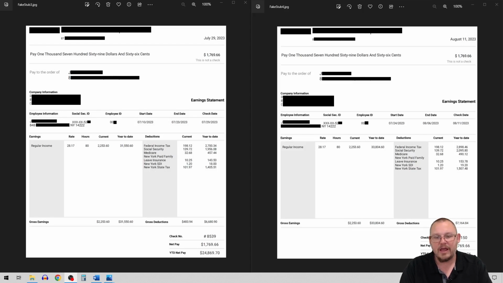So to go from an 8,000 check number to a 4,000 check number, only 1 week apart on these pay periods, is another indicator to me that we may be dealing with some sort of a falsified pay stub document here. Now, one thing that I have not talked about on any of these pay stubs is the math itself.